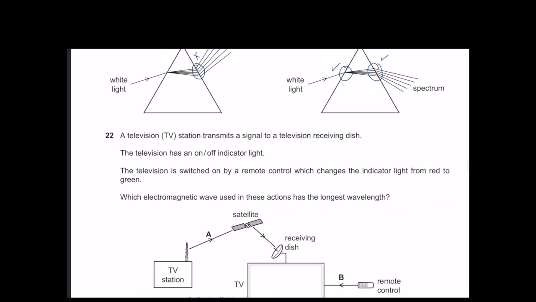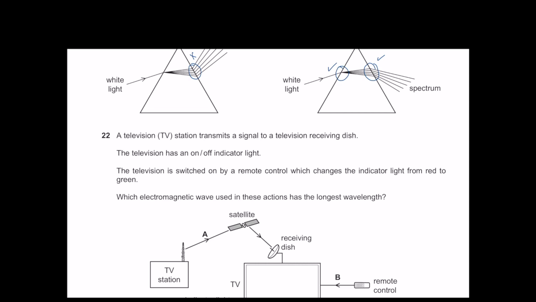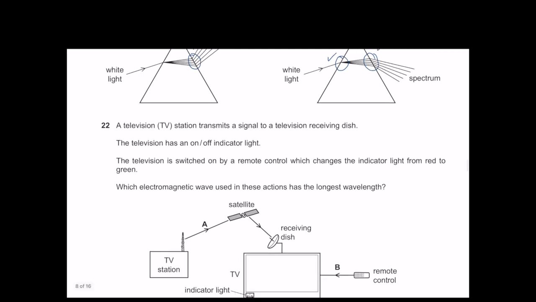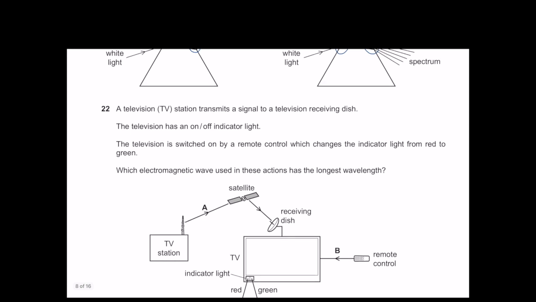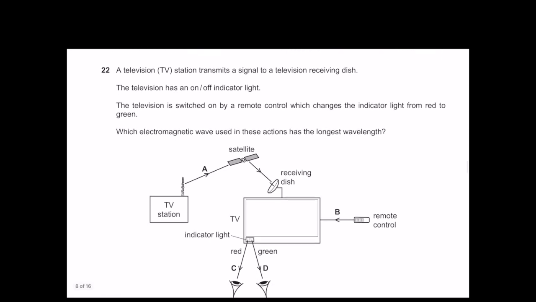In question 22, a television TV station transmits a signal to a television receiving dish. The television has an on-off indicator light. The television is switched on by a remote control, which changes the indicator light from red to green. Which electromagnetic wave used in these actions has the longest wavelength?